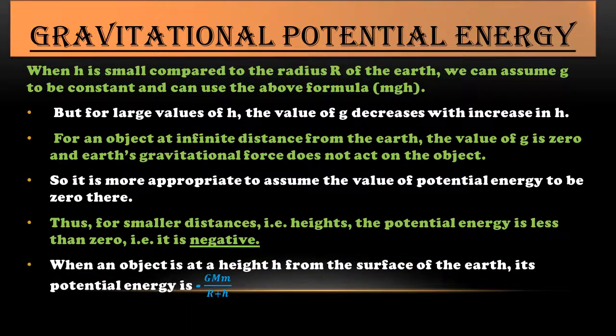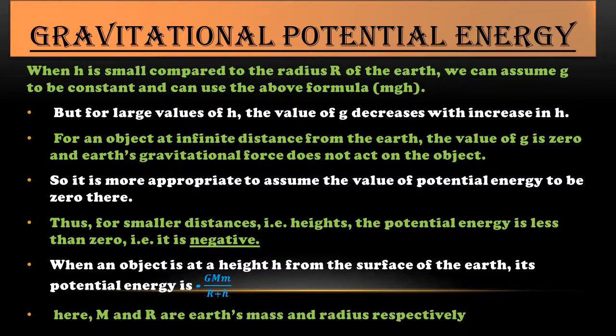And when an object is at a height h from the surface of the earth, its potential energy can be written as minus GMm upon r plus h. In Newton's universal law of gravitation, it is GMm upon r squared, but here, at height h above the earth's surface, it will be r plus h. Here M and r are the earth's mass and radius respectively.